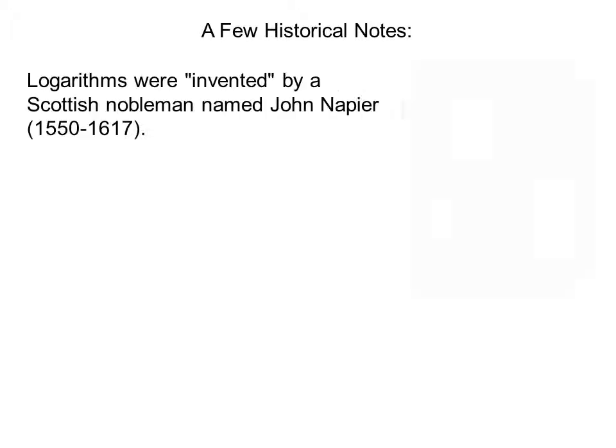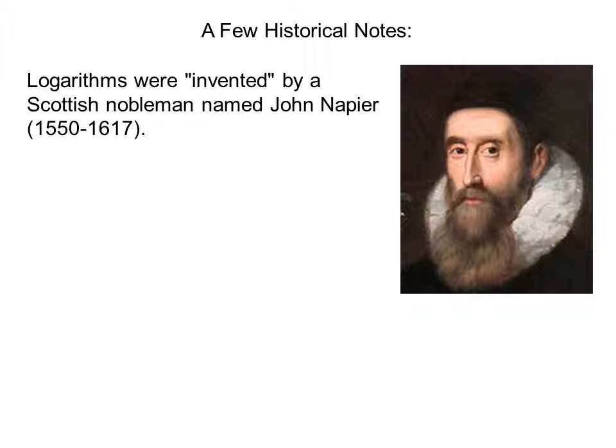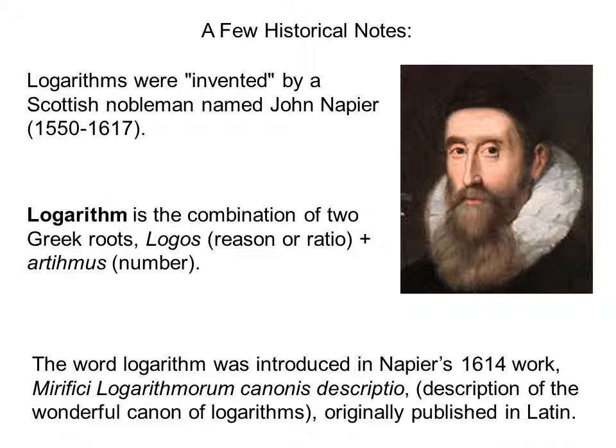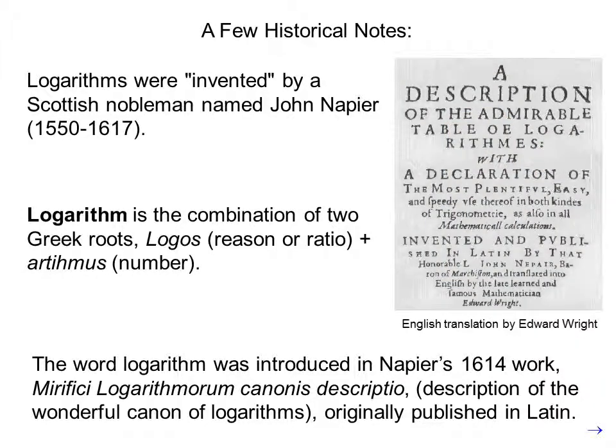A few historical notes. Logarithms were invented by a Scottish nobleman named John Napier, who lived from 1550 to 1617. Logarithm is the combination of two Greek roots, logos, which means reason or ratio, plus arithmos, which means number. The word logarithm was introduced in Napier's 1614 work, Mirifici Logarithmorum Canonis Descriptio, Description of the Wonderful Canon of Logarithms, originally published in Latin. Here's the first English translation by Edward Wright.